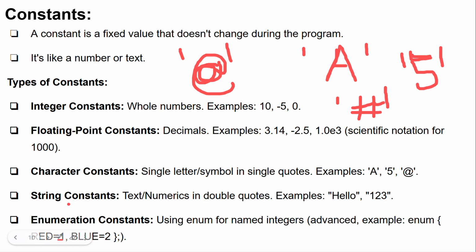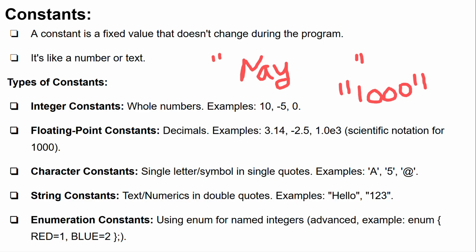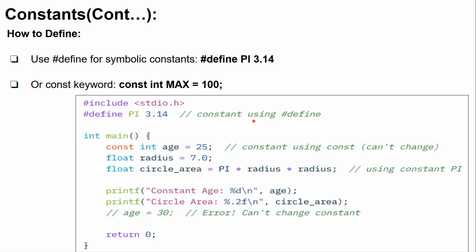Okay. Then we have a string constant. Similar to a character constant, it is whatever we write within double quotes. If I write anything within double quotes, that will be treated as a string constant. Even if I write a number within double quotes, that will also be treated as a string constant. Okay. So these are the types of constants we have. We have a small example to understand the constants.